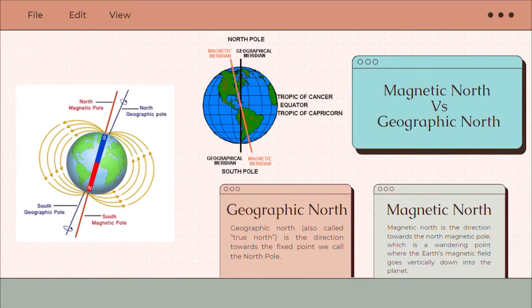The Earth acts as a giant magnet with north and south poles, but these points are not exactly where the axis of rotation, or the true north and south, is. So there is a difference between the two at the poles. Geographic north is the direction towards the fixed point we call the North Pole, while the magnetic north is the direction towards the North Magnetic Pole, which is a wandering point where the Earth's magnetic field goes vertically down into the planet.